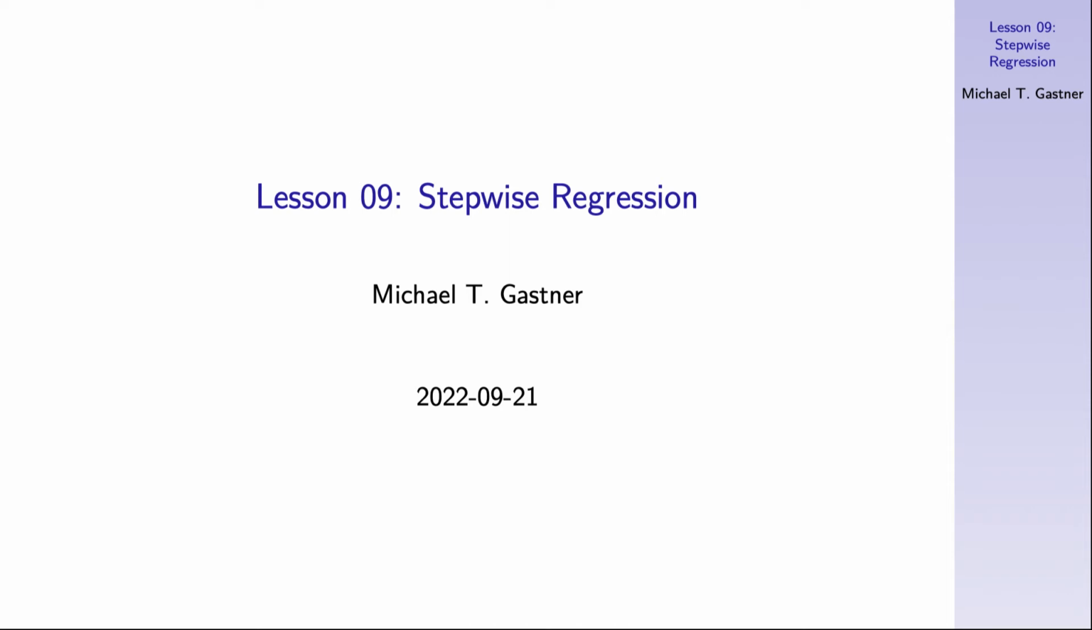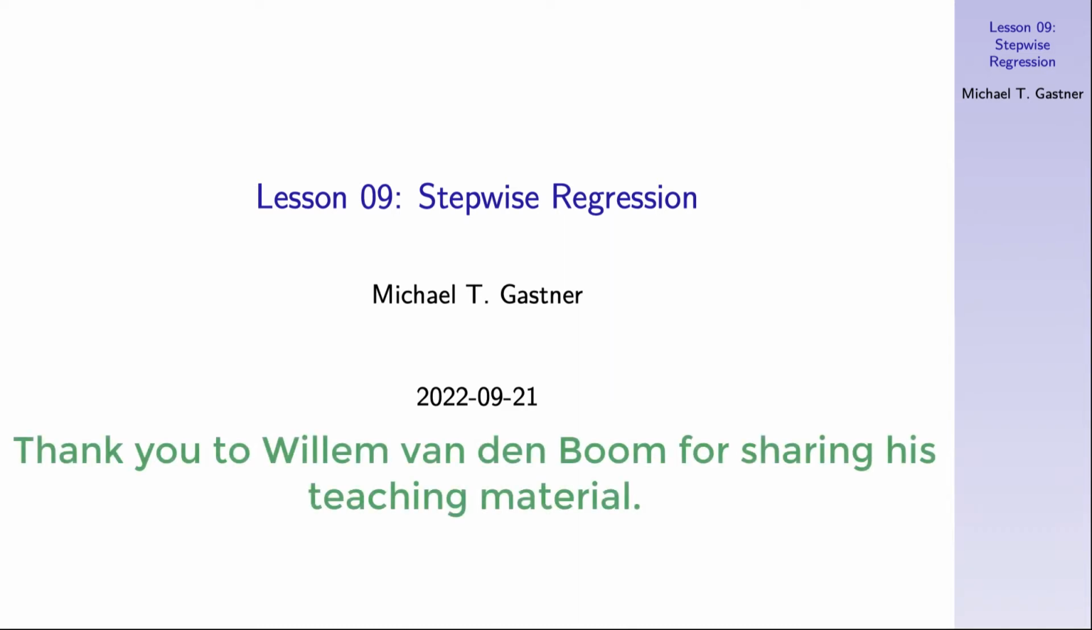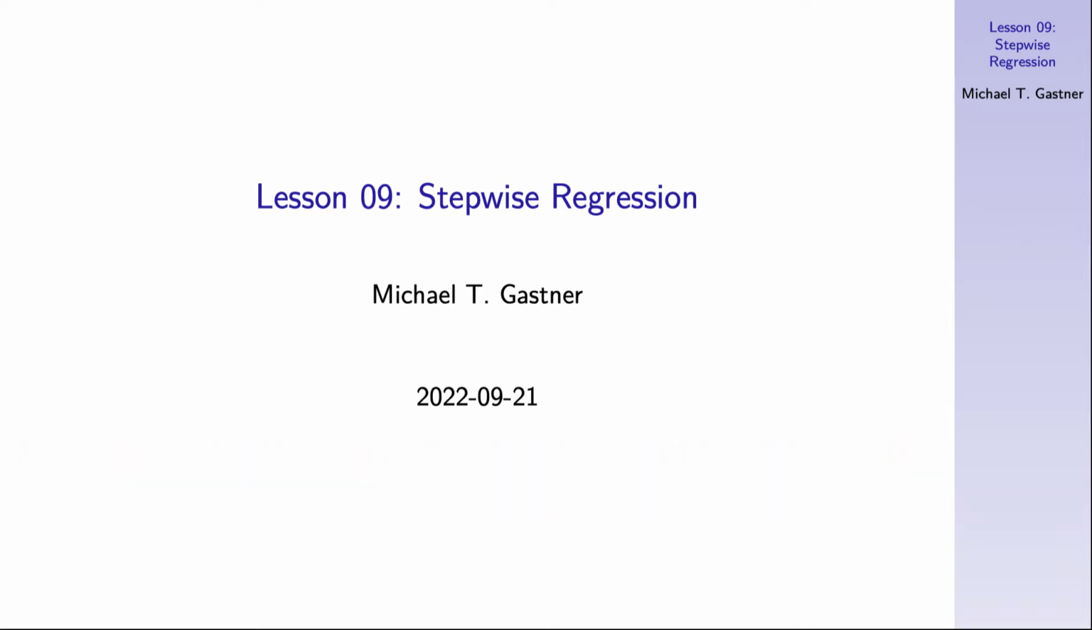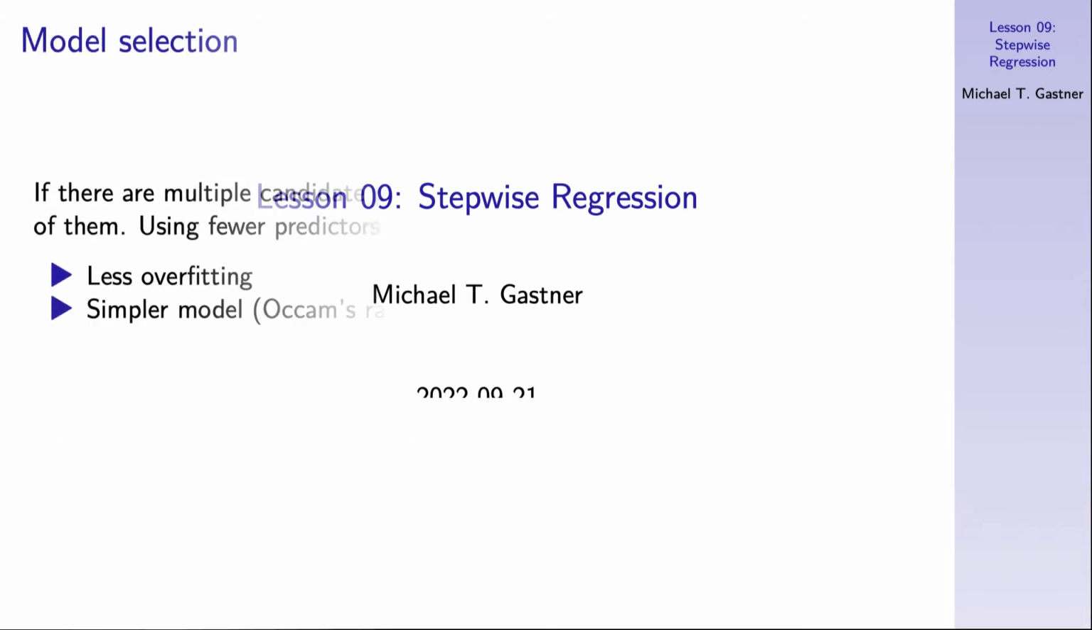Welcome to Stepwise Regression. Stepwise regression is a method to strike a balance between the complexity of a regression model and the ability of the model to approximate empirical data. Stepwise regression finds this balance by adding or removing candidate predictors from the data.